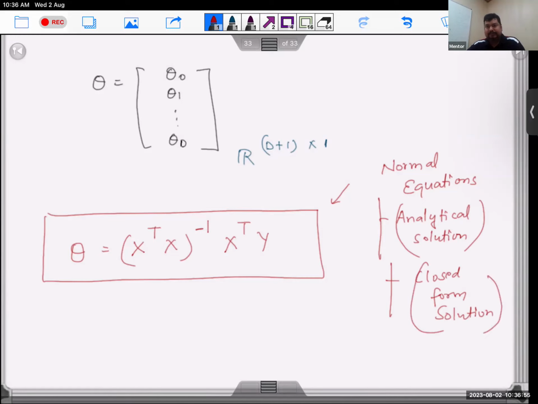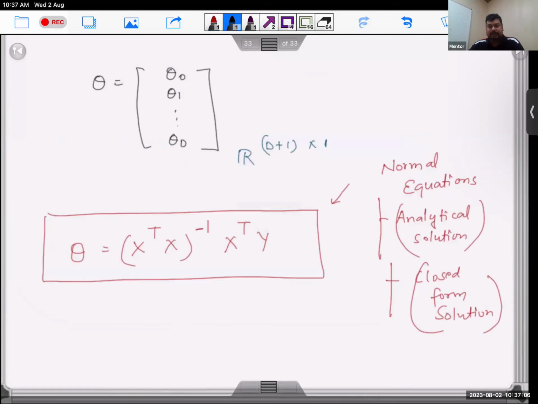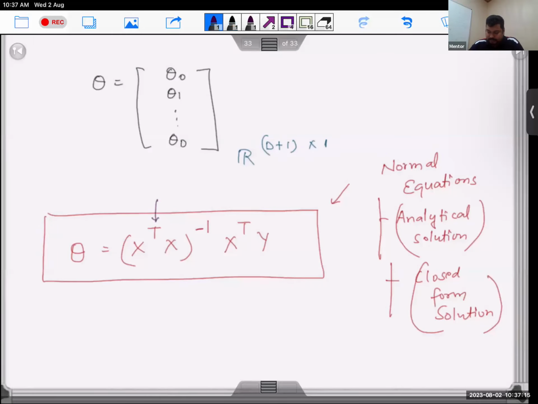Now I want you to focus on this solution. X is this matrix, which is N times D plus 1; you just appended a column X naught to it. Y is N comma 1, and theta is D plus 1 comma 1. T stands for transpose, which means the transpose of a matrix. If I give you an A comma B matrix, what would be the transpose of it? B comma A, right? You make rows as columns and columns as rows.